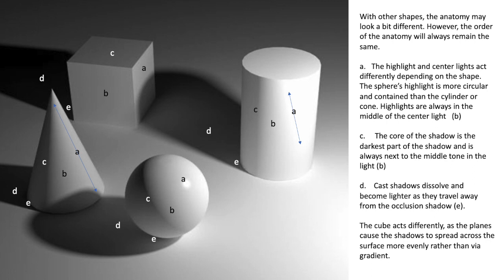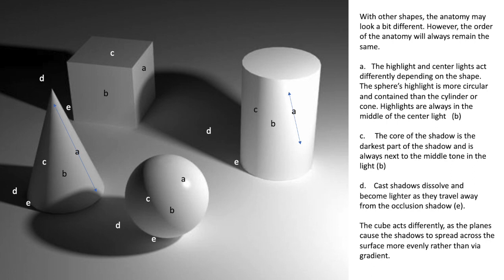In all the shapes, the core of the shadow is the darkest part of the shadow and is always next to the middle tone in the light. However, the light acts differently depending on the shape. The sphere's highlight is more circular and contained than the cylinder or cones, which are more elongated and cast along their form. Highlights are always in the middle of the middle tones.